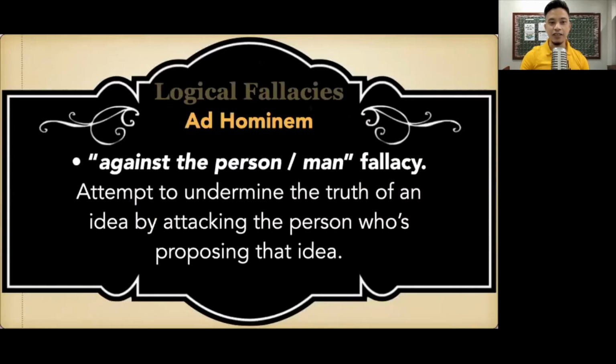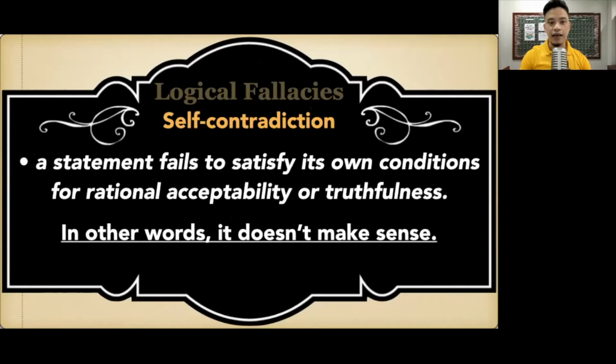Okay, yesterday this is what we talked about, the ad hominem, or the against the person or against the man fallacy. And then we'll also study self-contradiction. What is self-contradiction? It's when a statement fails to satisfy its own conditions for rational acceptability or truthfulness. That sounds complicated. So in other words, it doesn't make sense. We've already given you an example of this last week.